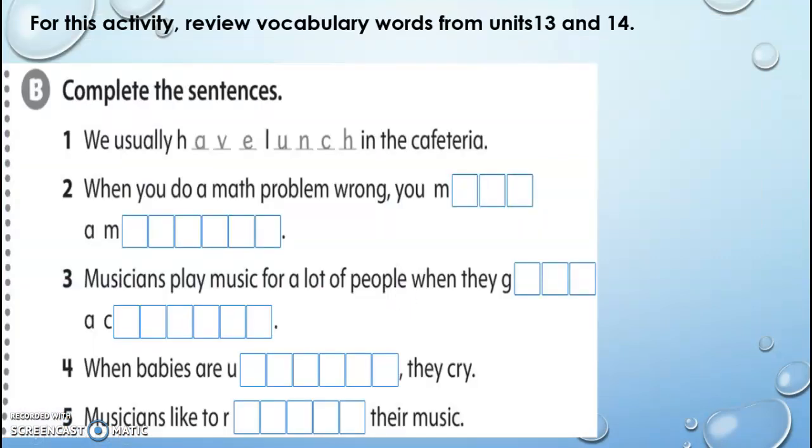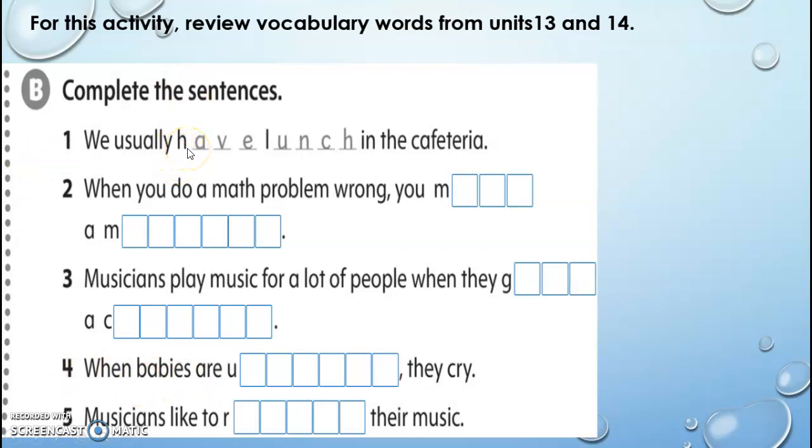Well, for this activity, review vocabulary words from units 13 and 14. Again, you will review. Remember that the class is about reviewing units 13 and 14. Okay, so that vocabulary relates to unit 13 and unit 14. So you can go back in the book and check out that information before you answer this, okay? So it says, exercise B. Complete the sentences, okay? They only have the first letter of the word, okay?